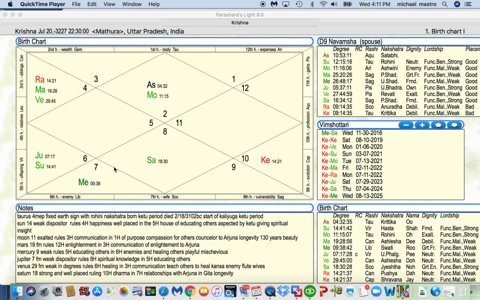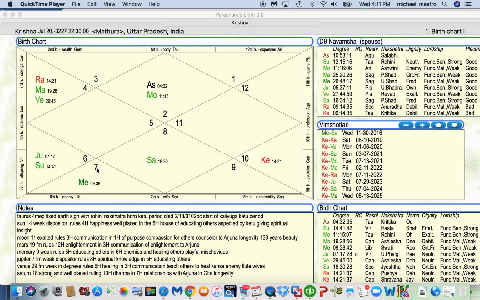First we want to find out what the functional benefics and the functional malefics are, and we look to see if there's any multicona signs in the 6th, 8th, or the 12th house. And for Taurus rising, there are 3 multicona signs. So the multicona signs are 1, 4, 5, 6, 7, 9, and 11.